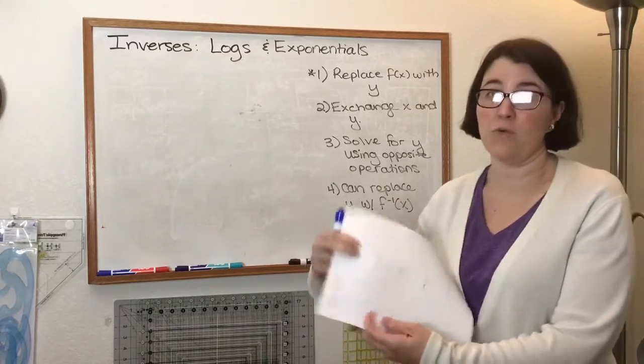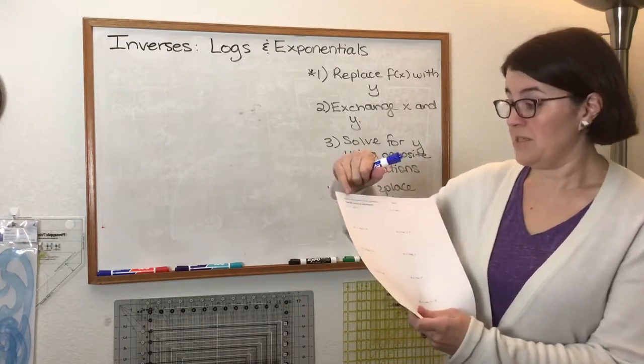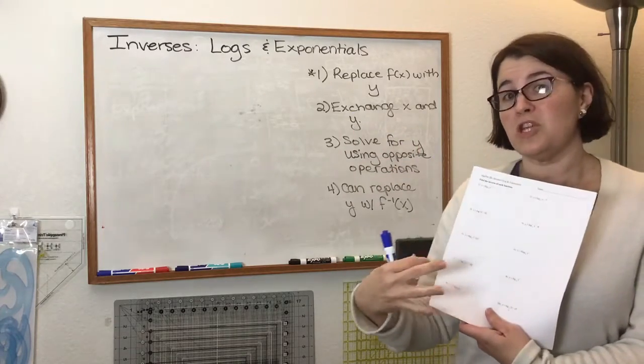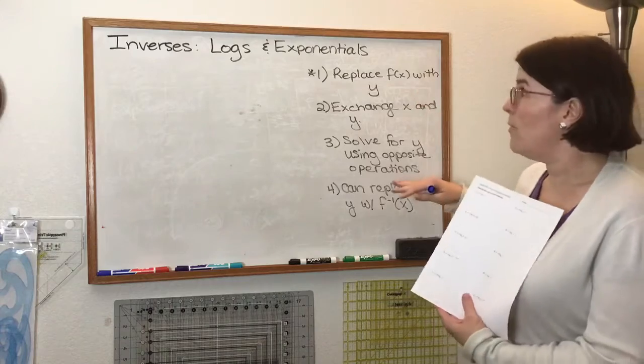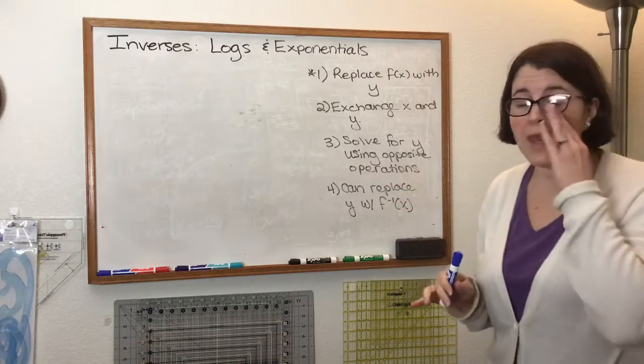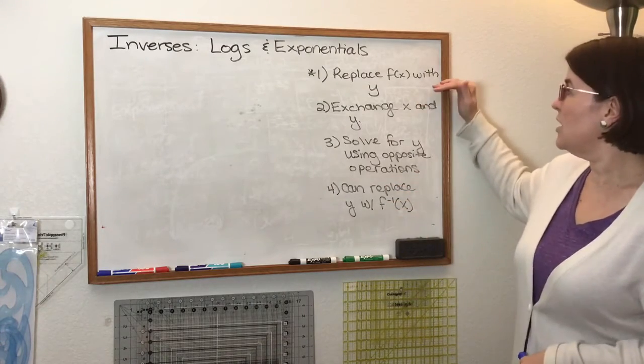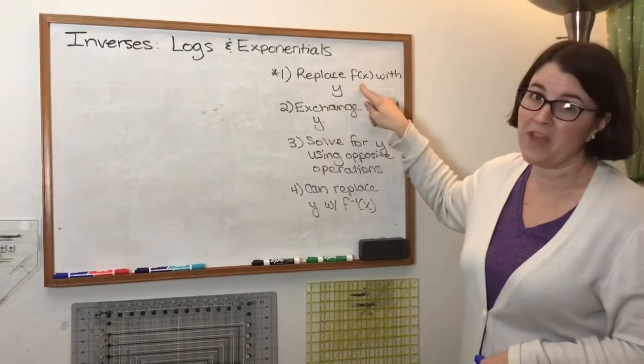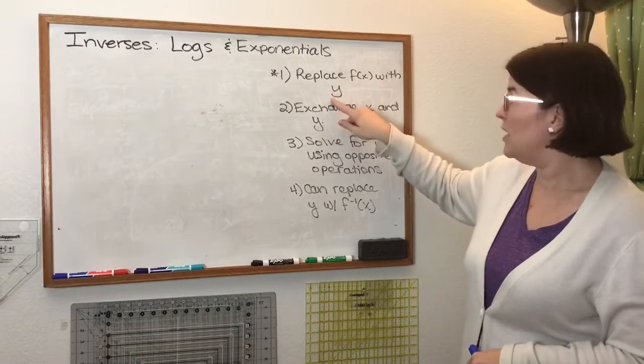So what I have is a worksheet for you. At the top it says Algebra 2B inverses, logs, and exponentials. And I'm going to do several of the problems through this sheet, running through my steps for inverses. So as a reminder for inverses, the first thing that you do, normally it has an f of x. You replace that with y. We don't want the f of x in there. The y is what we need.